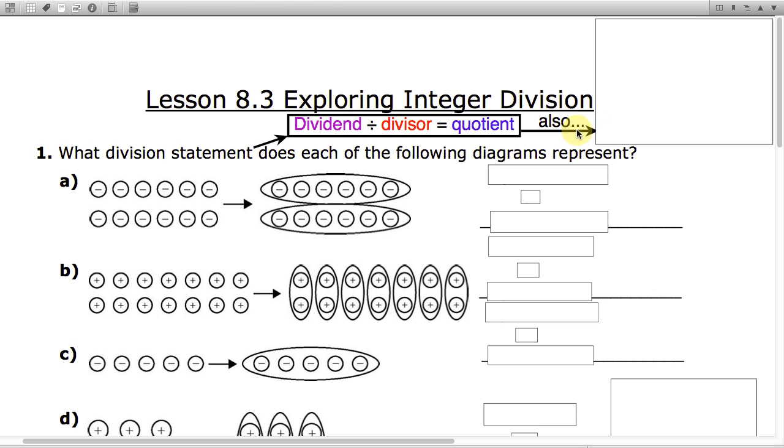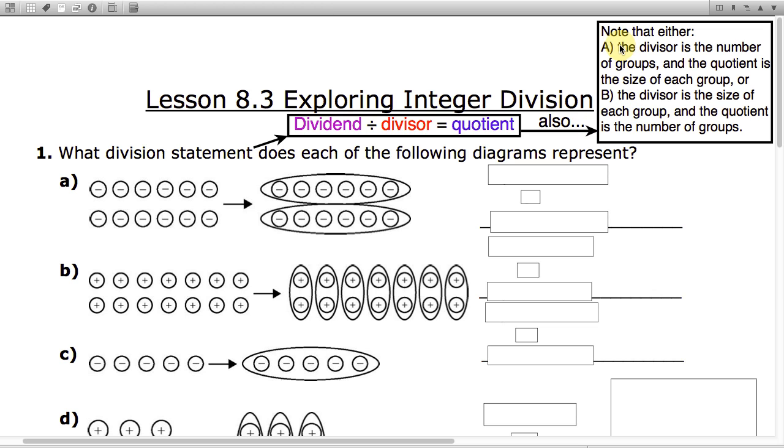Now, the other thing to keep in mind is that either the divisor is the number of groups that you're dividing up the chips into, and the quotient is the size of each group, or the other possibility is the divisor is the size of each group, and the quotient is the number of groups. So the division can be done in two ways. Either you're dividing into a certain number of groups, or you're dividing into groups of a certain size.